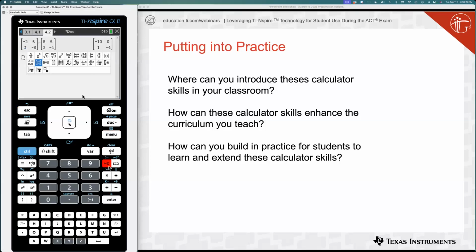So we hope tonight we've given you some ideas where there are some specific calculator skills and where they fit in your teaching in your classroom. How do any of these enhance the curriculum that you teach, and where? And how can you build some practice for your students to learn and extend these calculator skills as they are learning and extending their math knowledge? The more that they are familiar with this TI-Nspire, that's going to help be a time saver for them when they take the real deal. So thanks so much for being with us tonight.